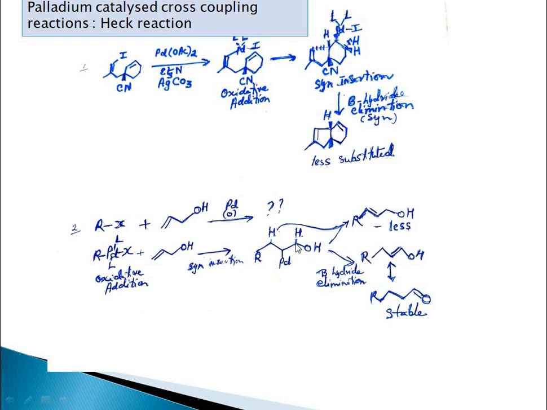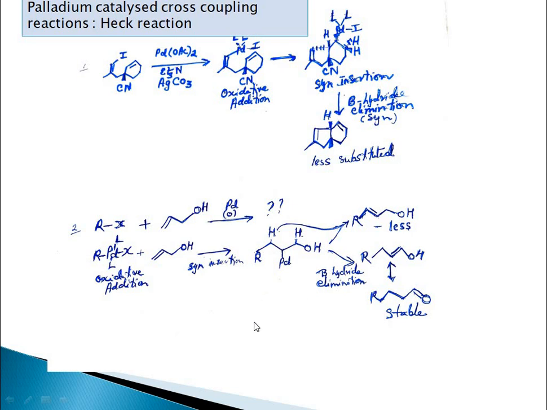But if this hydrogen leaves as hydride, then Pd will leave the electron pair here and this bond will be broken. So we will get RCH2CH=CHOH. This enol will be formed, and it will tautomerize into the more stable ketonic form. Since the carbon-oxygen double bond is stronger and more stable as compared to the carbon-carbon bond, this ketone will be the major product rather than this primary alcohol.